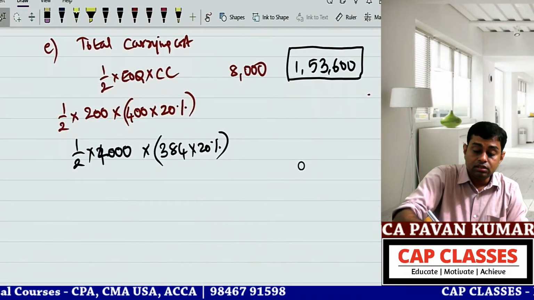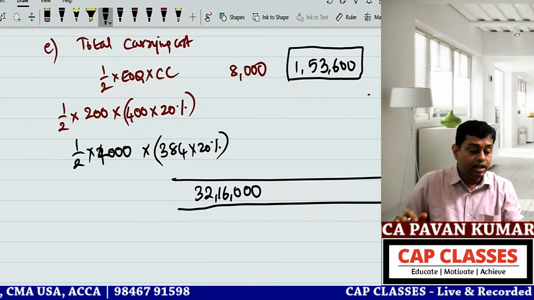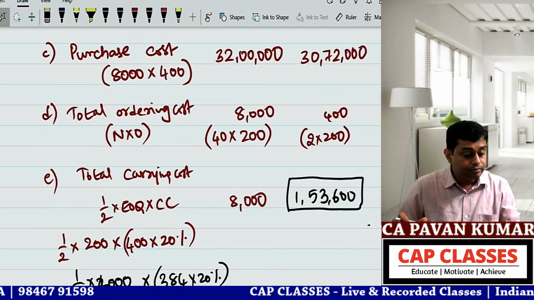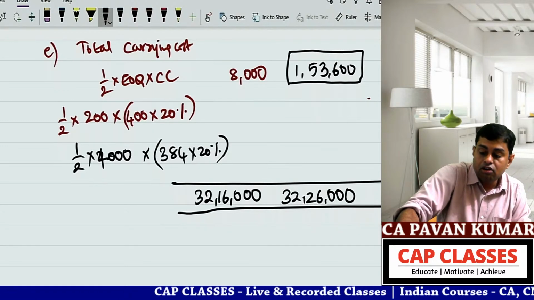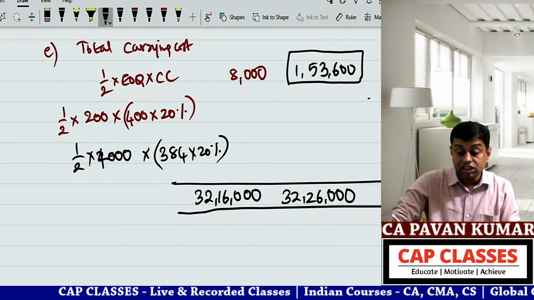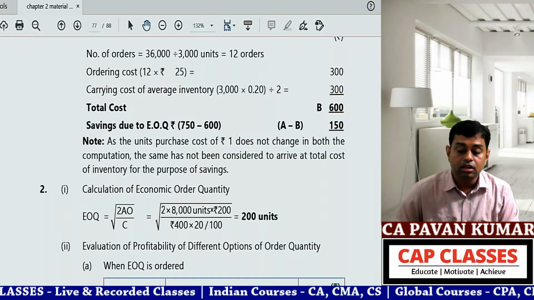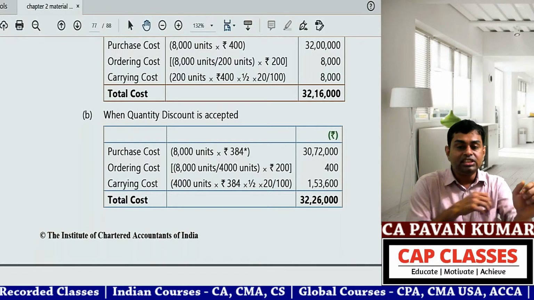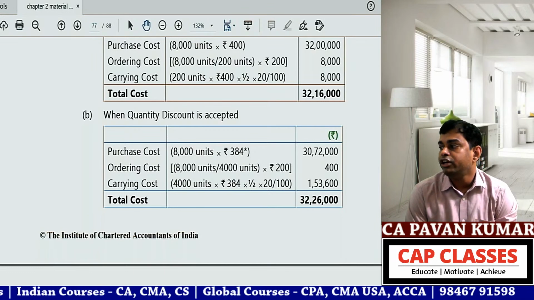So here 32 lakhs, 16,000. Here it is 1,53,600 plus 400 plus 30,72,000. That comes to 32,26,000. Oh my God. बोलो डिस्काउंट चाहिए या नहीं चाहिए? You want discount or you don't want discount? Will you accept the discount proposal or will you ask your vendor, boss, get lost, I don't want your bloody discount. When I take discount, it is more cost for me. I don't want discount. So what is the present cost? 32,16,000. What is the proposed cost if you give discount? 32,26,000. So we don't want a discount.